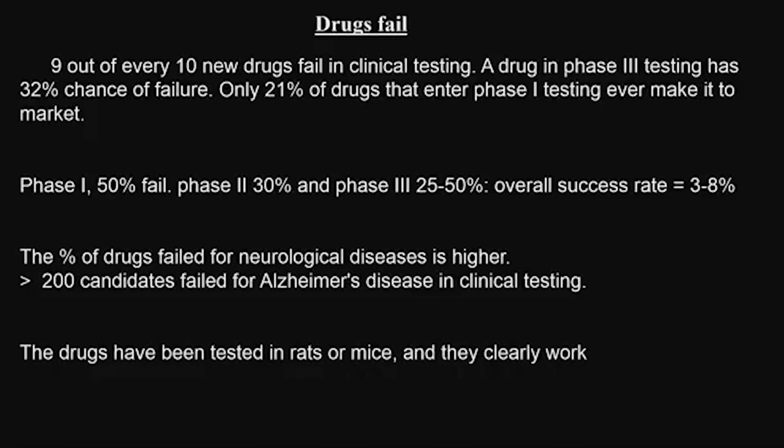But they have been tested in rats or mice, that means preclinical trials, they work, but when it comes to human volunteer trials, it fails. Of course, there is a difference between the systems of rats and mice versus humans, but rats and mice are still used widely in preclinical trials because they are the closest to human volunteers and they are much cheaper.